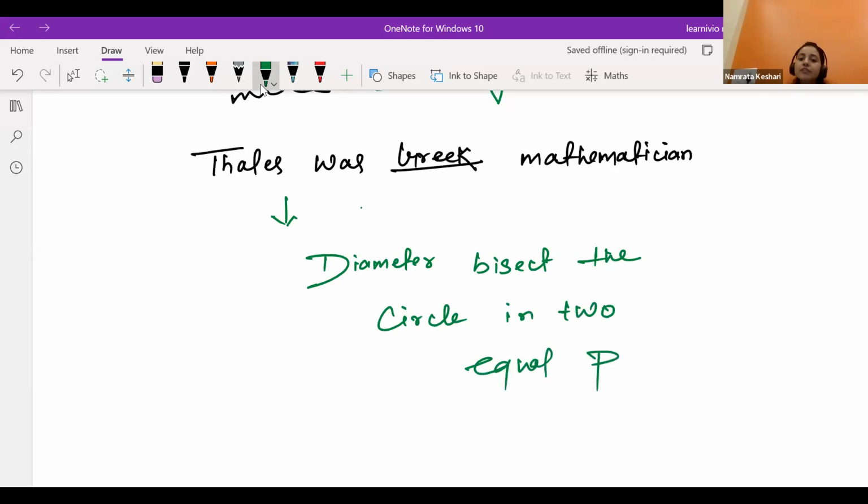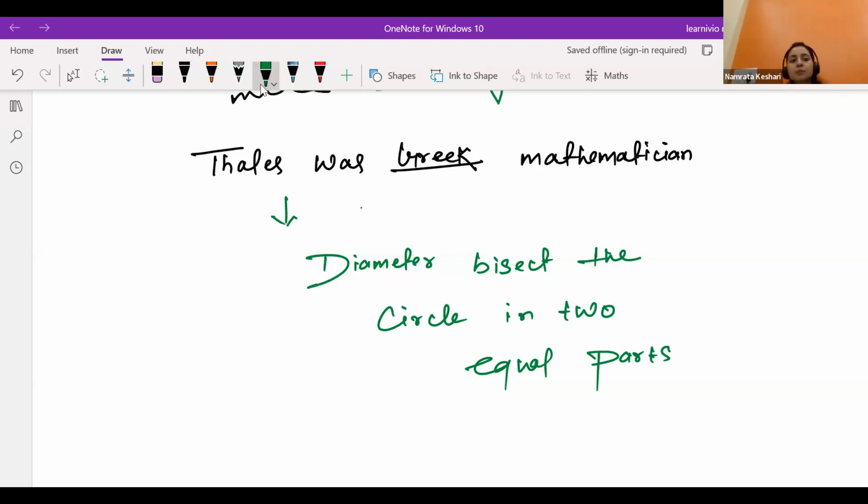We already know that when we draw a diameter and cut along it, we get two semicircles. And yes, a diameter bisects a circle into equal parts. That theorem was given by Thales, and he also gave the proof for the very first time. Thales was a Greek mathematician. These are a few bits of the history of mathematics which we need to know.